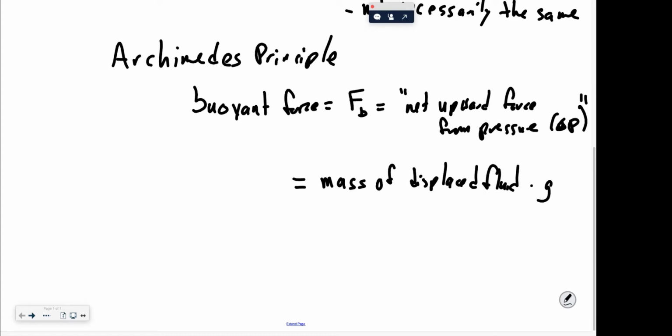So again, we have a brick here in our fluid, right? Let's take the brick out and replace the brick-sized hole with fluid. We know that that fluid will be neutrally buoyant. It will not experience a net force up or down. So we know that the net force up on that fluid element has to be the gravitational force on that fluid element, because if you replace that brick with fluid, it wouldn't be moving. Does that make sense?